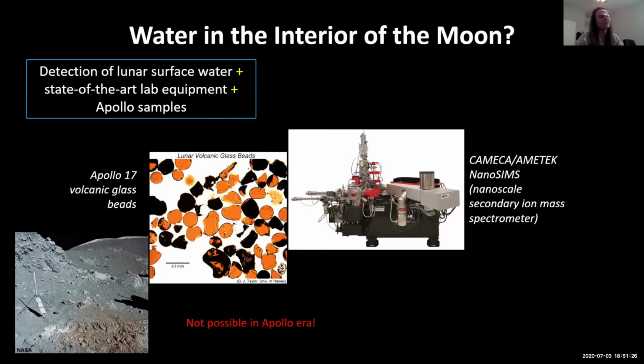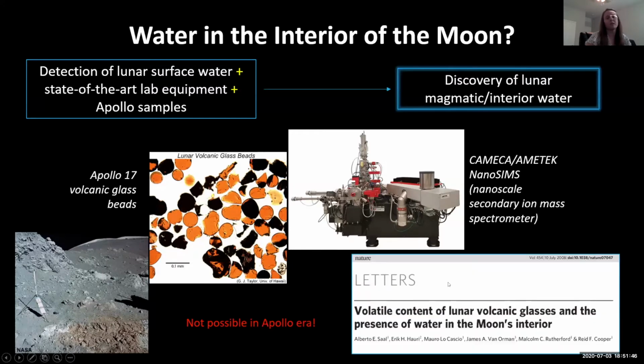And so, armed with this new data and new state-of-the-art laboratory equipment and the, can we say, old Apollo samples, a group from Brown University and the Carnegie Institution of Washington used the famous orange Apollo volcanic glass beads and their new nanoscale secondary ion mass spectrometer to detect for the first time water in lunar samples. And this just was not possible in the Apollo era. You needed this combination of the drive due to the detection of water at the surface, the new state-of-the-art analytical equipment, and the right samples in order to detect this water.